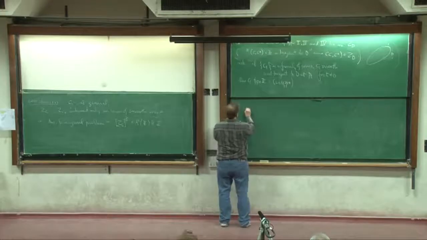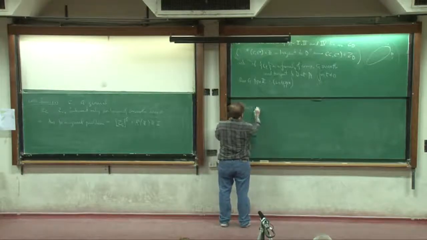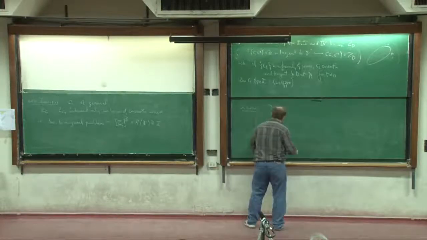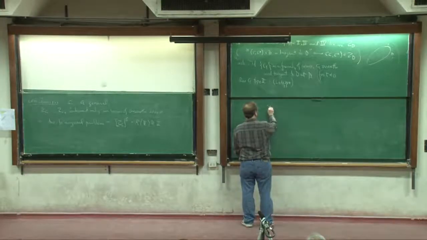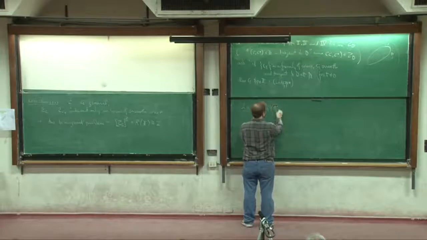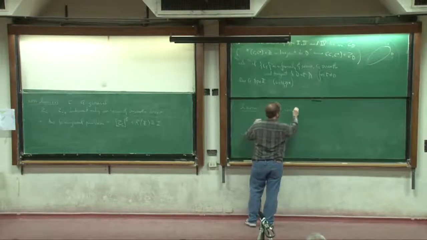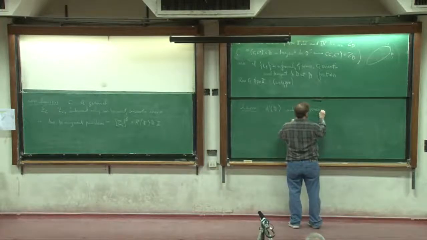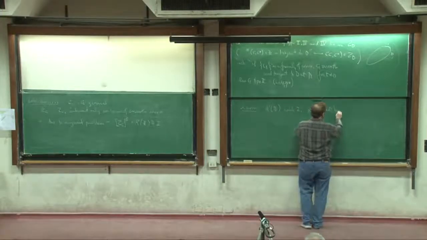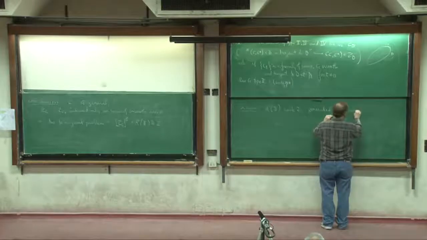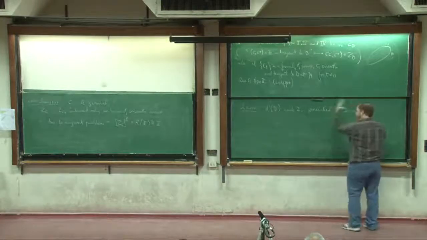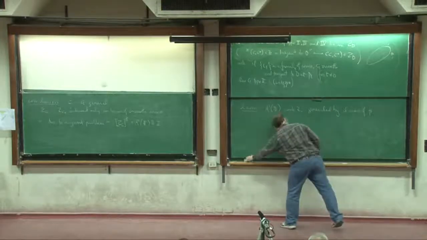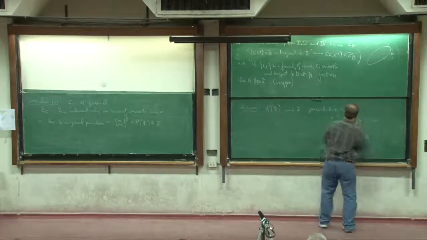So the claim is that the Picard group, or let me write it the way we're writing it these days, A1 of phi, is of rank exactly 2, and it's generated by the classes of the pullbacks of hyperplane classes from P5 and P5 star.